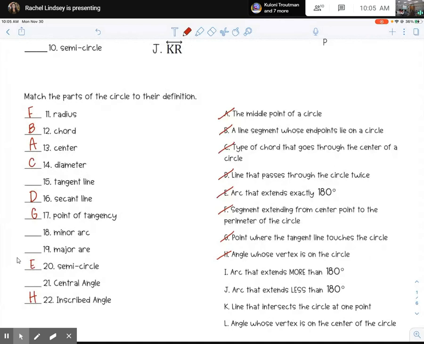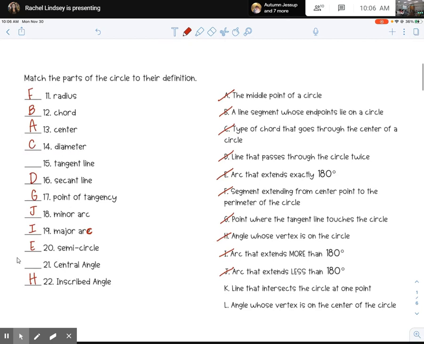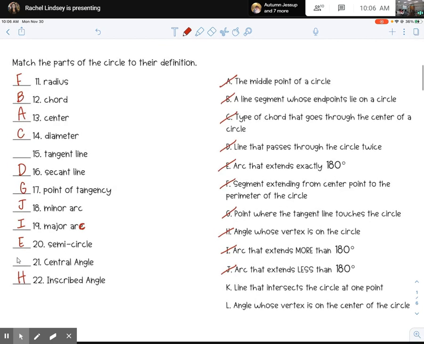Okay, an arc that is more than 180. Is that a minor or a major? Major arc. Okay, an arc that's less than 180 is a minor arc. A line that intersects the circle at one point is tangent. And an angle whose vertex is at the center is a central angle. So that central angle looks like that.